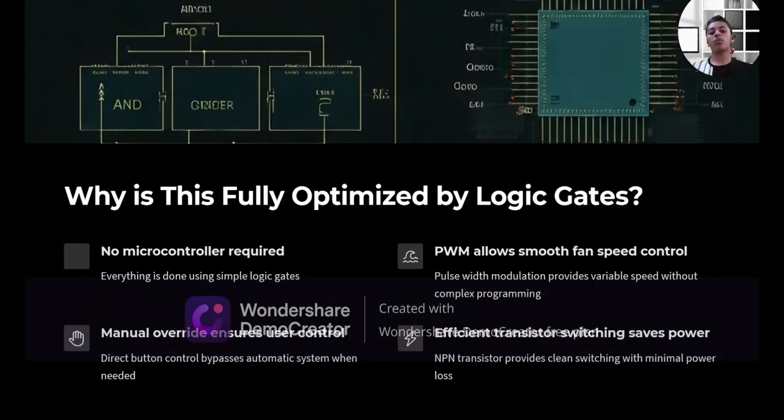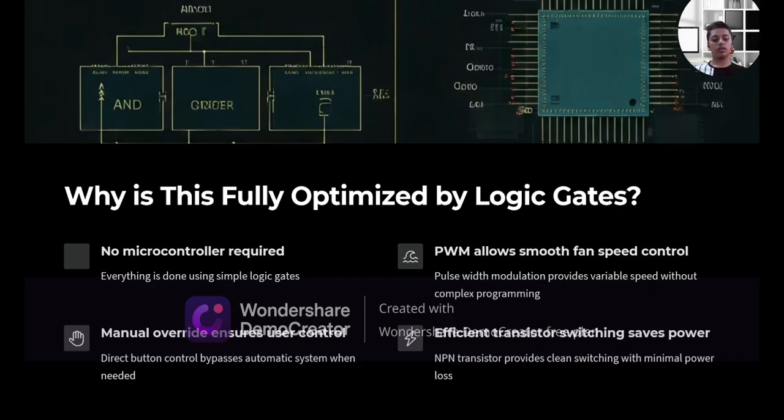Why is this fully optimized by logic gates? No microcontroller is required, everything is done using simple gates. PWM also gives smooth fan speed control. PWM provides variable speed without complex programming, and the direct button control bypasses the automatic system where needed. The NPN transistor provides clean switching with minimal power loss.